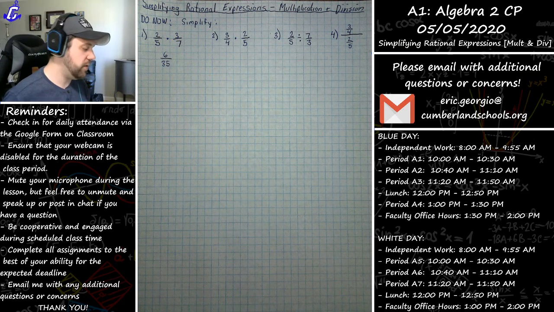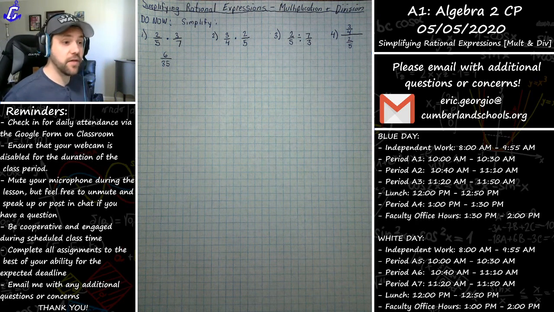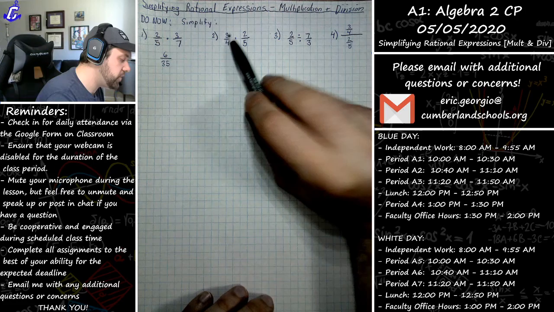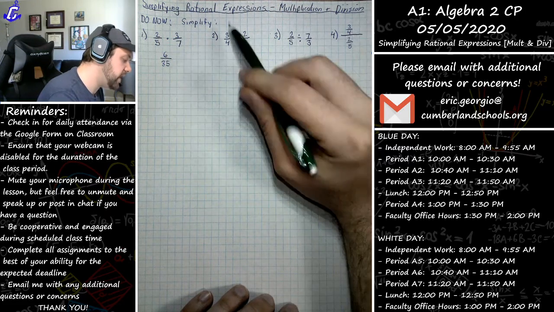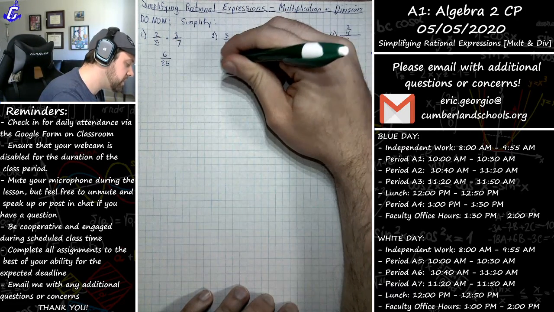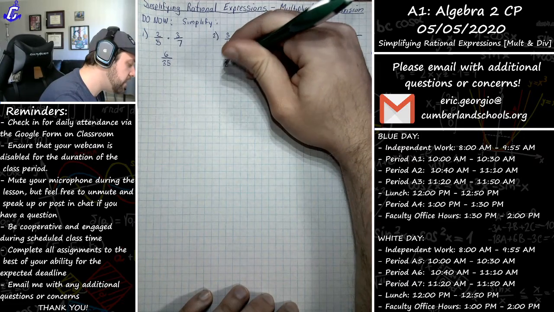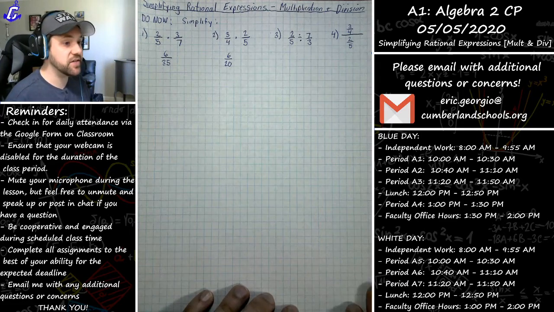Alrighty? So it's just multiply numerators, multiply denominators. If you can reduce, then you should, but in this case we can't. The second one, though, we will be able to, if you notice. Multiply numerators, multiply denominators. We have 3 times 2, which is 6. Then 4 times 5, which is 20. So that comes down to the fraction 6/20.